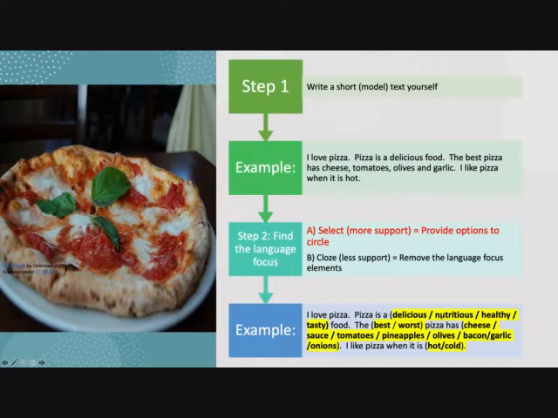Originally I said delicious, but I could have said nutritious, I could have said healthy, I could have said tasty. I originally wrote best, but I could have written the worst just for fun. I had written cheese, tomatoes, olives, and garlic, but I could brainstorm with the class all different kinds of things that they might see on a pizza. We can make a list here. And finally, I said I like pizza when it's hot, but I know lots of people like it when it's cold, so I can give them the choice here.